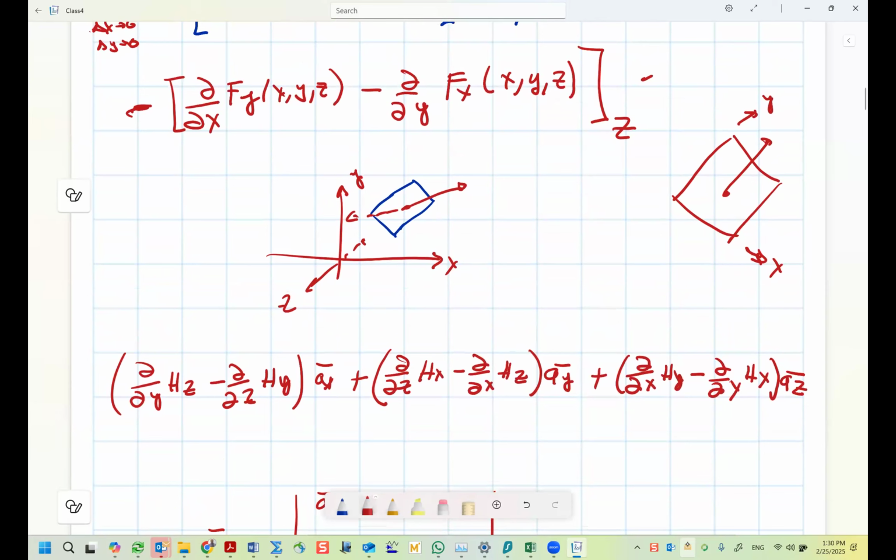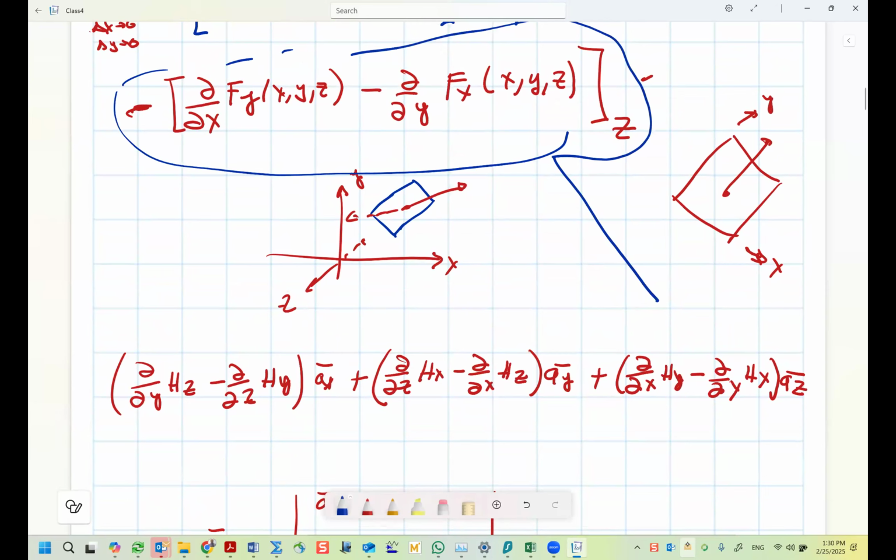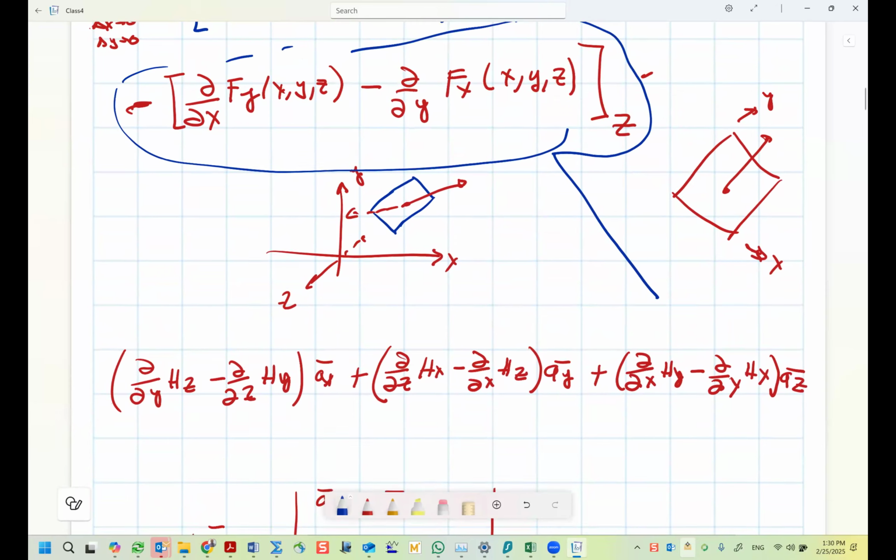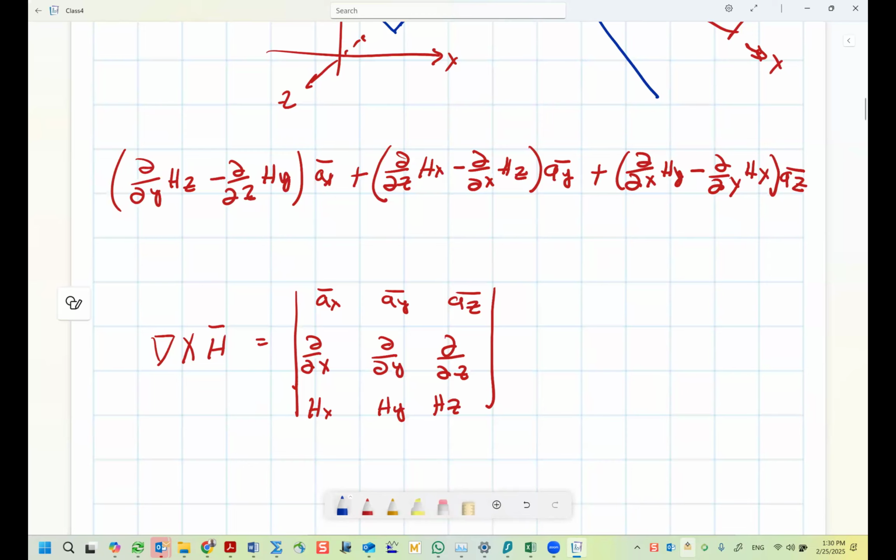So this guy over here is this, right? When we take the limit. All right. So this is what it is, and this is how we compute it, right? It's easy to remember, to compute it in a determinant way. All right. Any questions to this point?